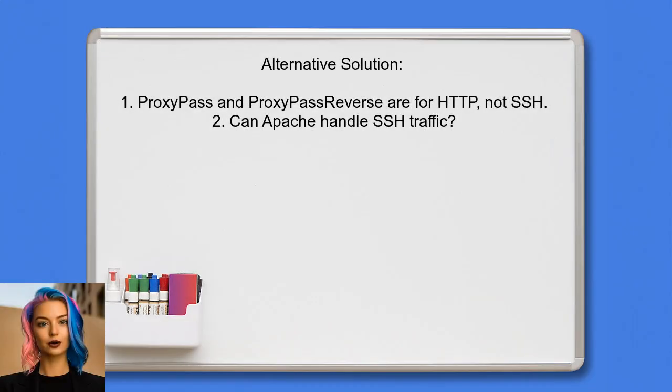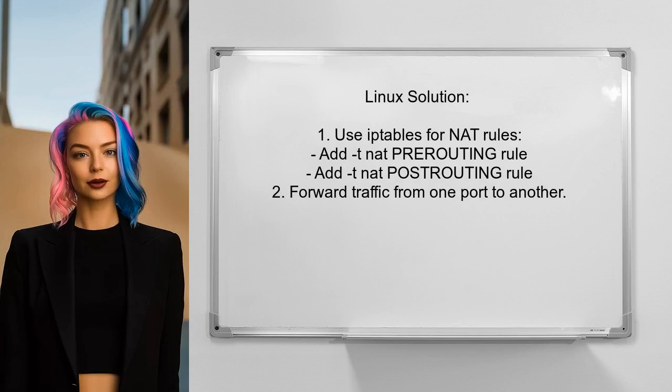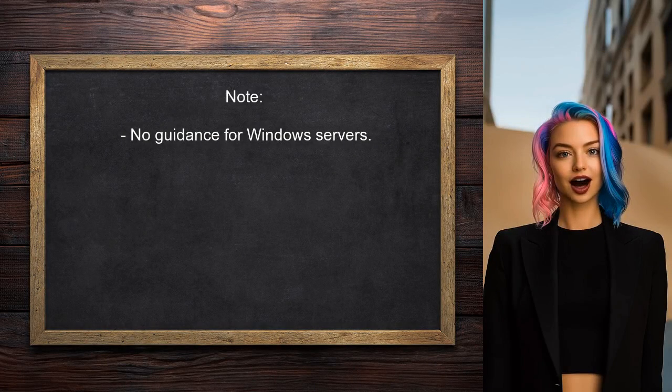This user suggests that Apache's ProxyPass and ProxyPassReverse directives are designed for HTTP traffic, not SSH. They question whether Apache can handle SSH traffic at all. For a Linux server, they recommend using iptables to set up NAT rules. This involves creating a PREROUTING rule to forward traffic from one port to another and a POSTROUTING rule to ensure responses return correctly. However, they admit they have no knowledge of how to achieve this on a Windows server.